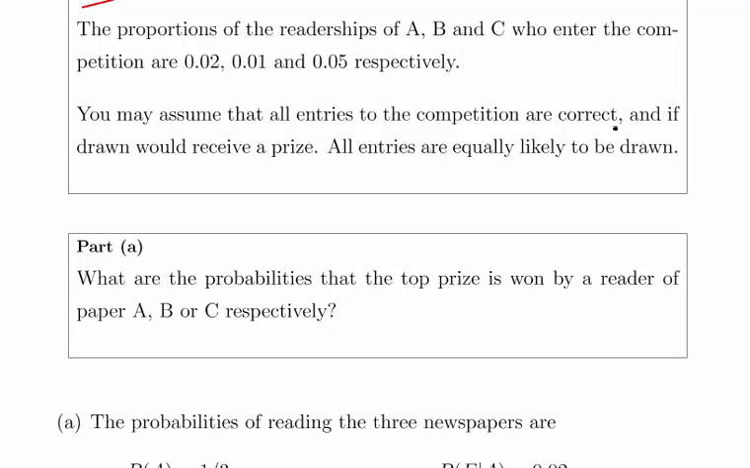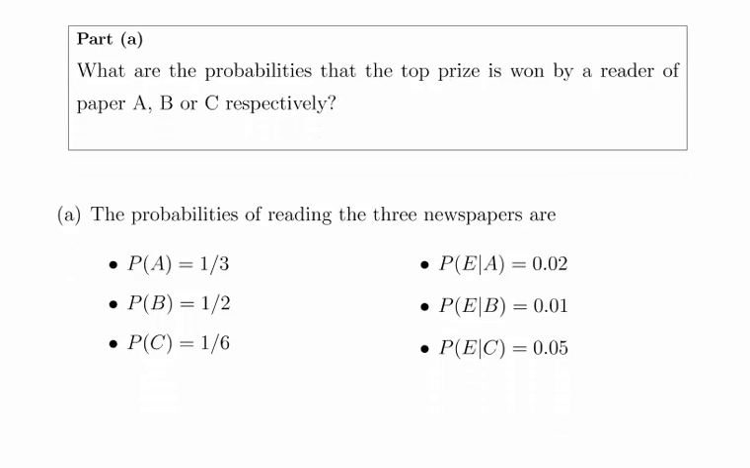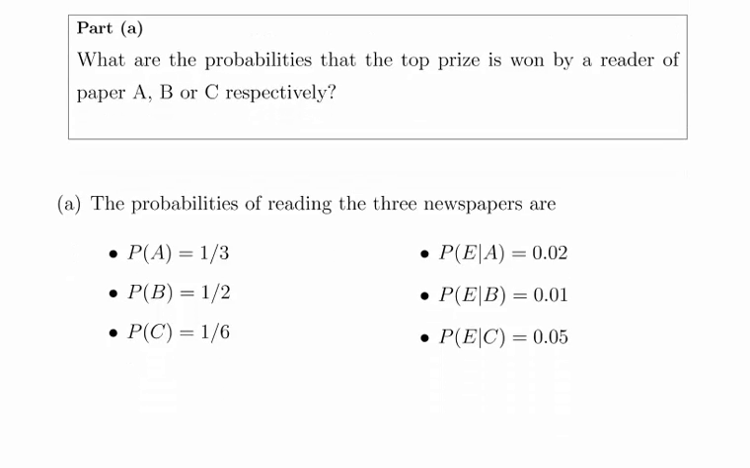So what are the probabilities that the top prize is drawn by a reader of newspaper A, B, and C, respectively? Let's just get a few things sorted out first. These are the probabilities of reading each newspaper from this readership. So this is just the aggregate readership of the three newspapers.